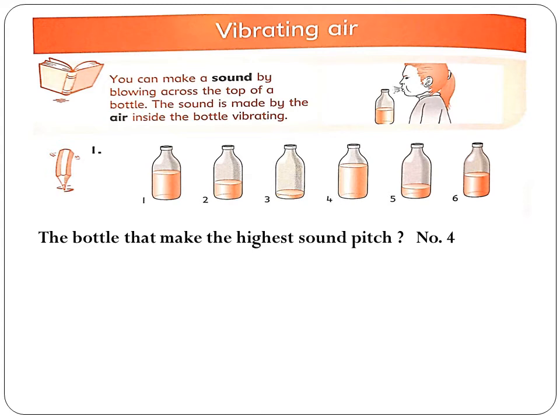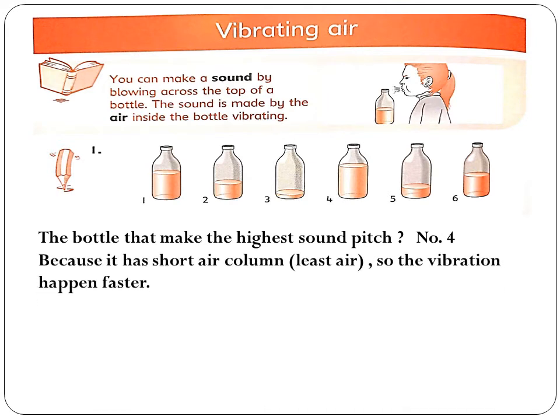The bottle that makes the highest sound pitch is number 4. Why? Because it has a short air column. It's almost full of water, and there is a short air column, less air, so the vibration happens faster. It takes less energy to vibrate, so it gives me what? High sound pitch. So this is according to the length of the air column.